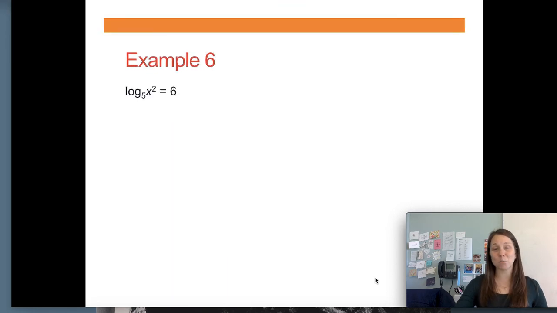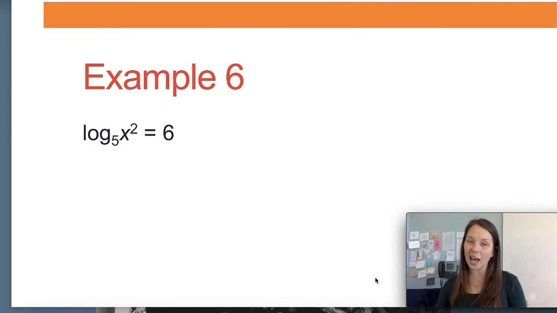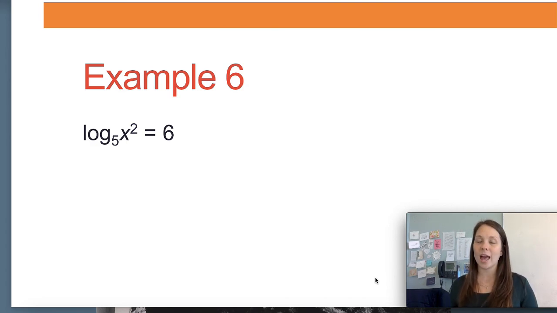All right, last example problem is example 6. This one is a little different from the rest because it already has a logarithm in it and our base is a variable. But what I want to do here is remind you that the way you solve logarithms is to convert them into exponential form. And I want to remind you of that with this example problem here.